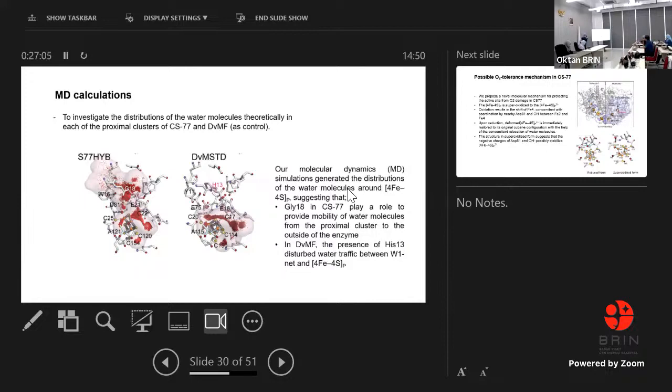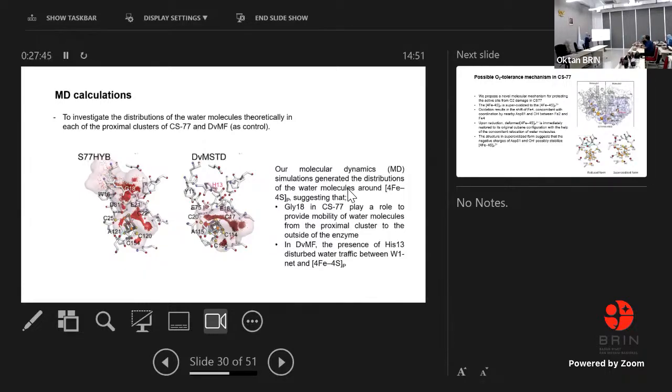But in this case, for the standard highly sensitive hydrogenase, the water distribution, or the pathway of the hydrogen, is disrupted by this histidine 13. So I can say there is a very special water loop present in the S77s. This makes the CS77 very efficient at bringing water in and out of the enzyme.